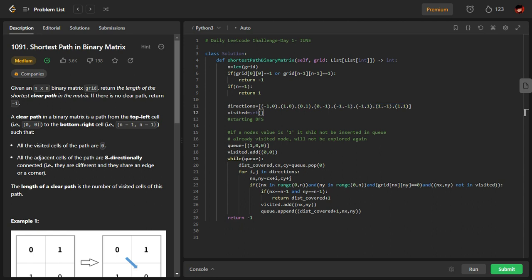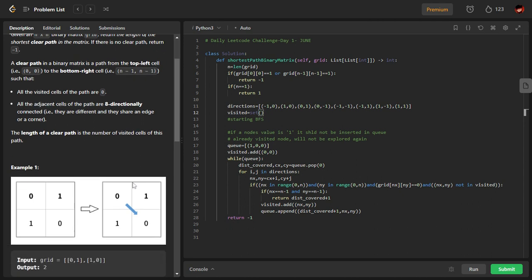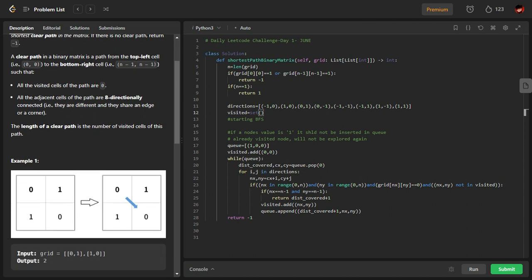Then, as you must be knowing, whenever we do a BFS search, if needed, we will also be using a visited set. That means the nodes which are already visited, we will not be visiting them again. The idea here is, as I have told you already, BFS means after the first iteration, all the nodes which are at distance 1 will be explored. Similarly, after iteration 2, all the nodes which are at distance 2 will be explored.